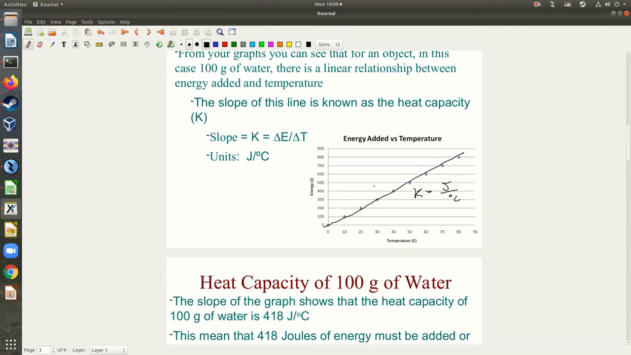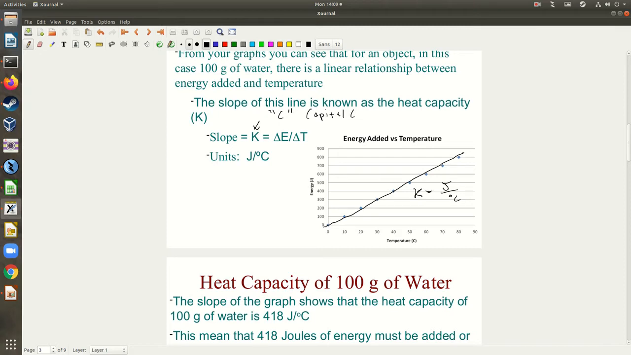Heat capacity tells you how much energy you need of a certain amount of massive substance, how much energy you need to move it up or down 1 degree Celsius. This is heat capacity. Most books will call it a K. Sometimes you'll see it as a capital C in certain chemistry books. I call it a K.